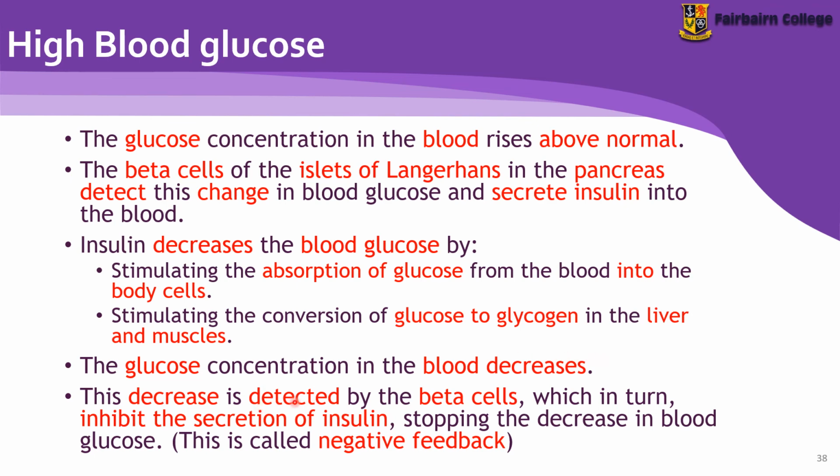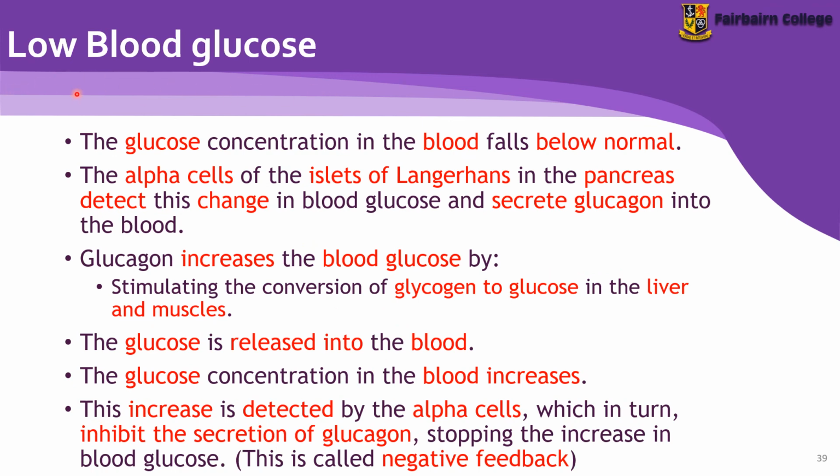And this decrease in blood glucose levels will be detected by the beta cells, which will in turn inhibit the secretion of insulin and will stop the decrease in blood glucose when the blood glucose reaches a normal level once again. We refer to this as a negative feedback mechanism.